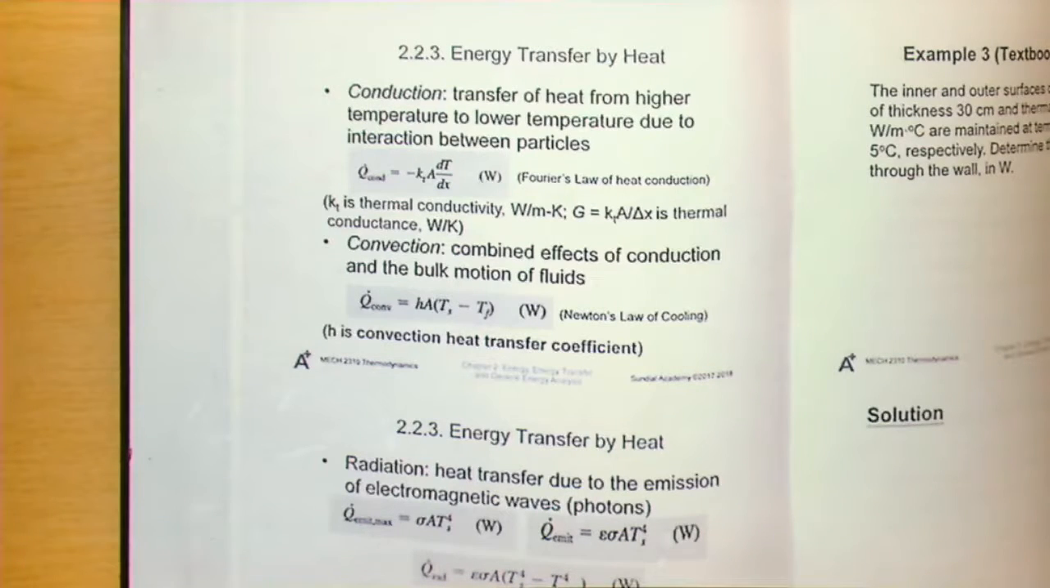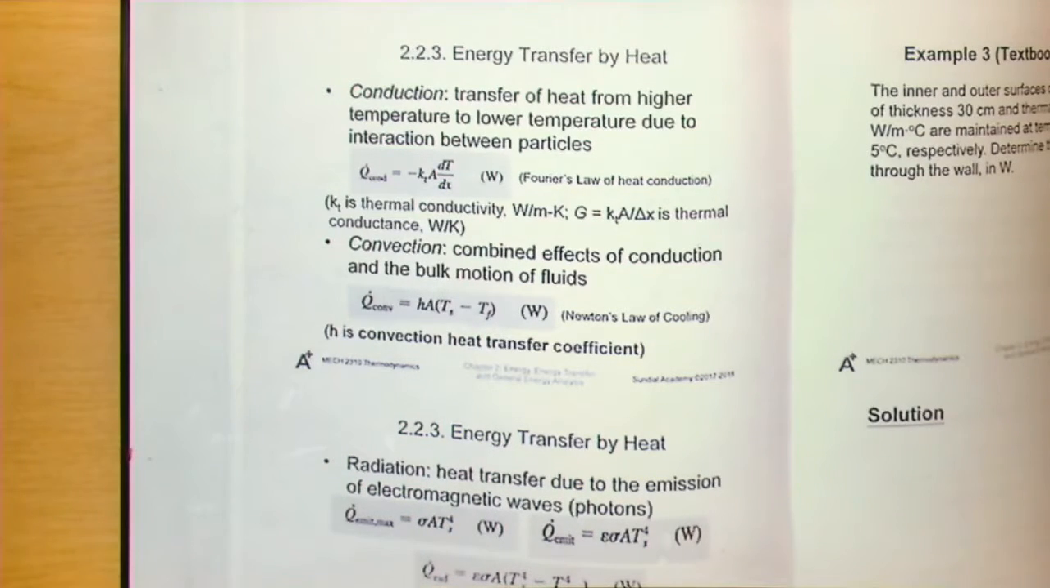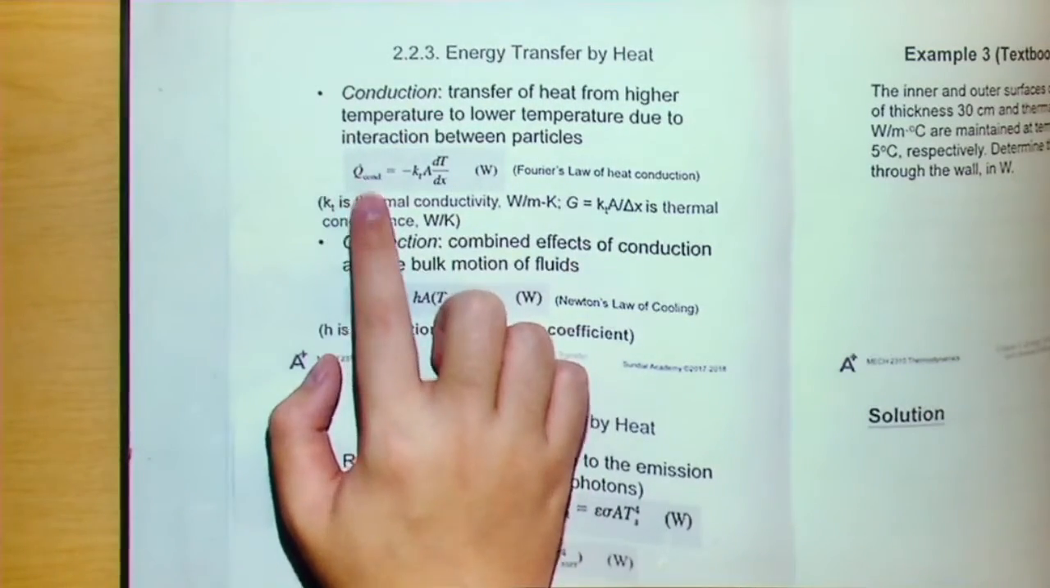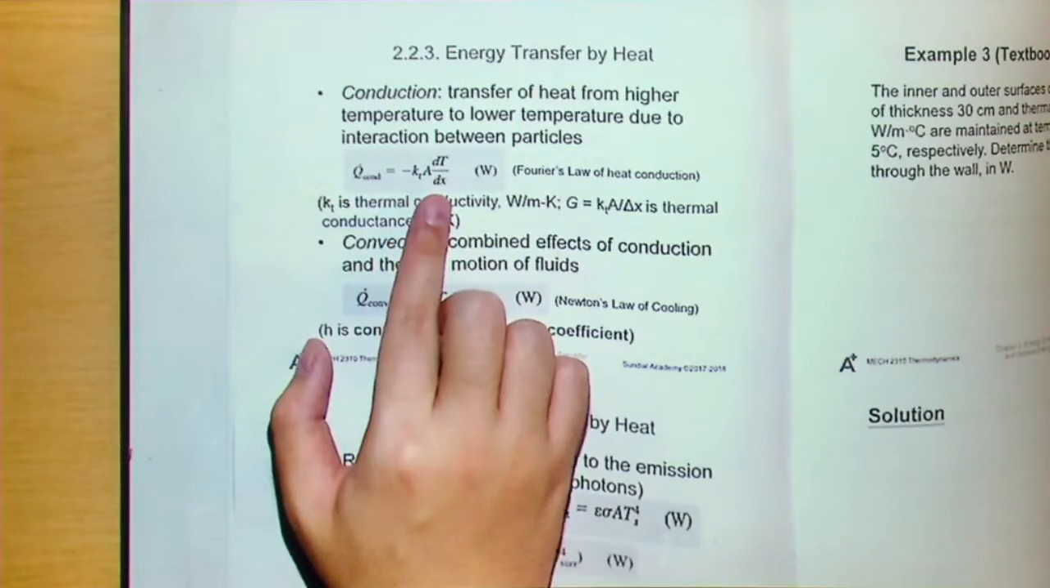Here we will talk about some mechanisms of heat transfer. There are 3 mechanisms for heat transfer: conduction, convection, as well as radiation. Conduction describes heat transfer from a high temperature region to a low temperature region by means of an interaction between the particles, for example, collision of particles, as well as some movements of electrons. The rate of heat transfer by conduction is given by what we call Fourier's law of heat conduction. That would be Q dot cond, where cond means conduction, equal to negative kTA dT/dx.